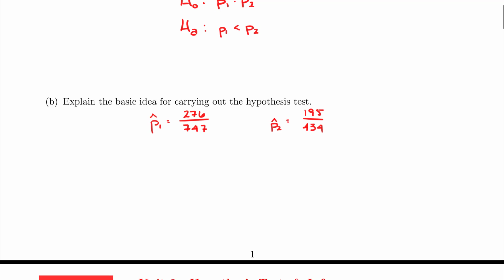Then we would look at the comparison between P hat sub 1 and P hat sub 2. And if P hat sub 1 is too much smaller than P hat sub 2, we would reject the null hypothesis. Otherwise, we would not reject the null hypothesis. And again, we're just establishing a basis here. We're not talking about hypothesis testing just yet.